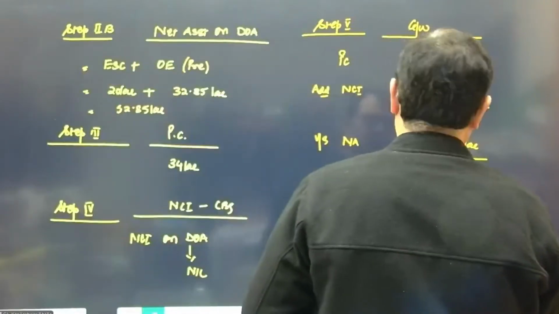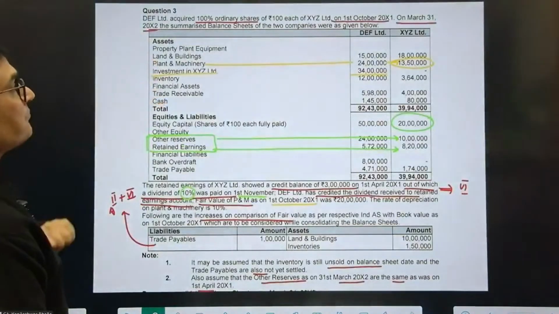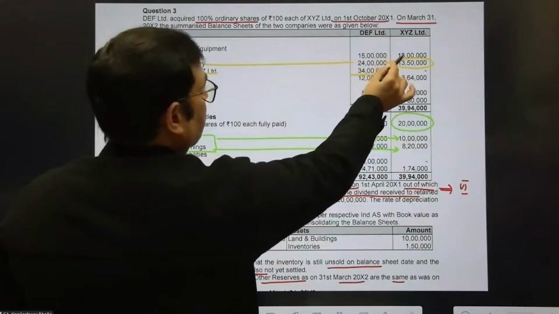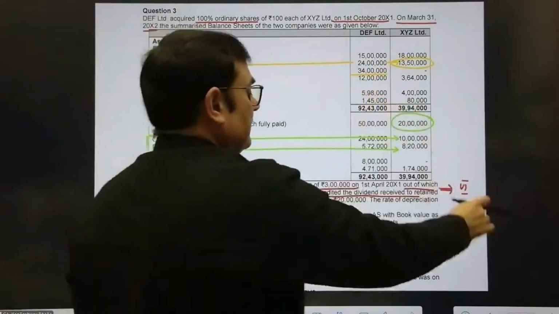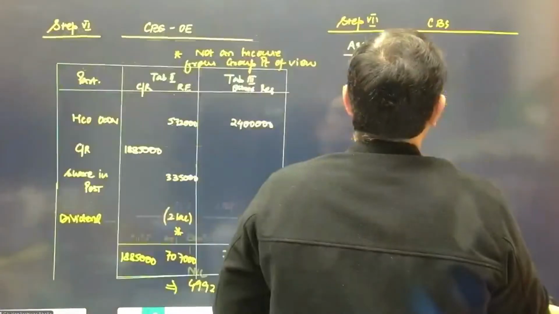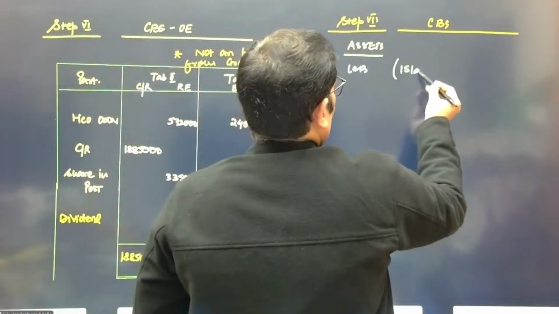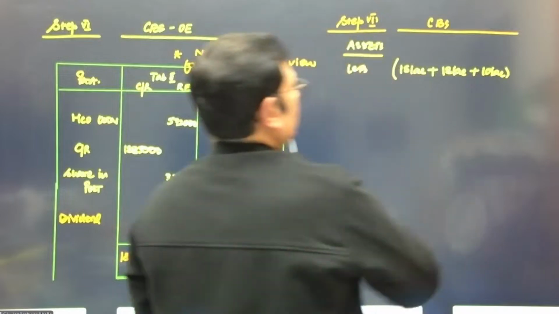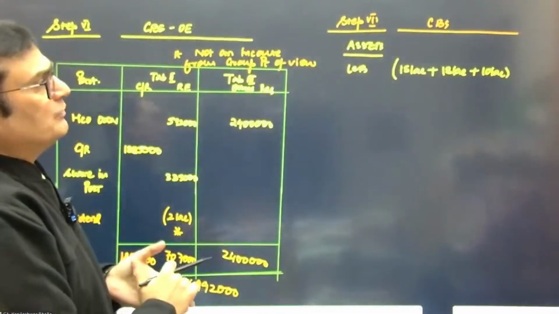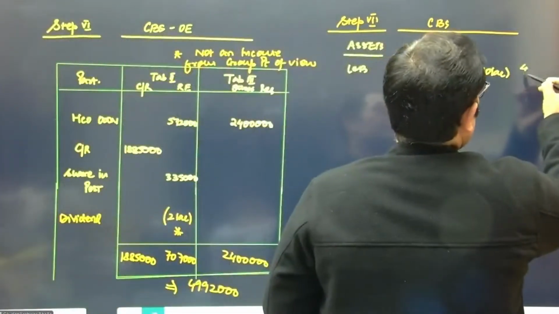So let me go back to the balance sheet once again. I'll just give you the figures, carefully. Land and building is going to be 15 plus 18, and there is a fair value gain of 10, no depreciation. So we can consider land and building. This is 15 plus another 18 plus another 10, which is the fair value adjustment. Let's see the total. 43. Correct. So this is 43 lakhs.